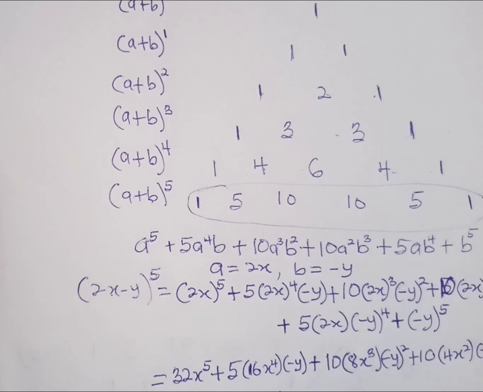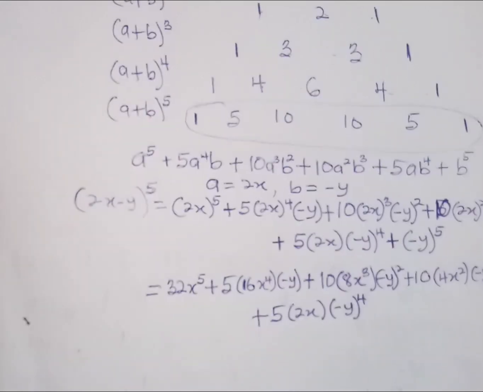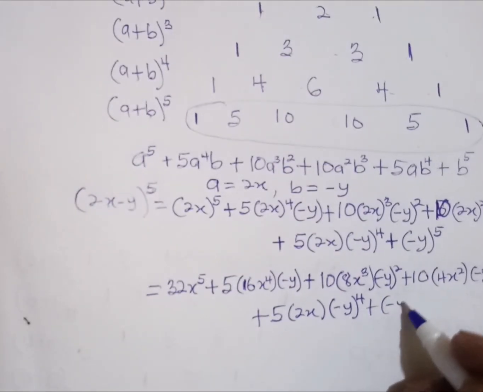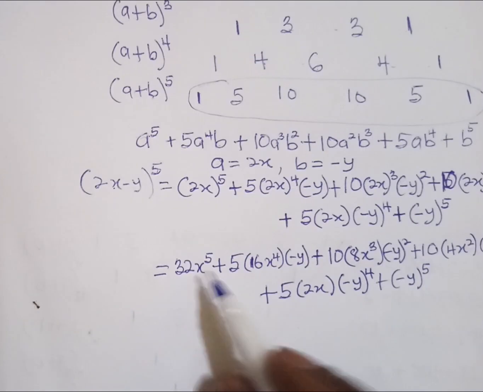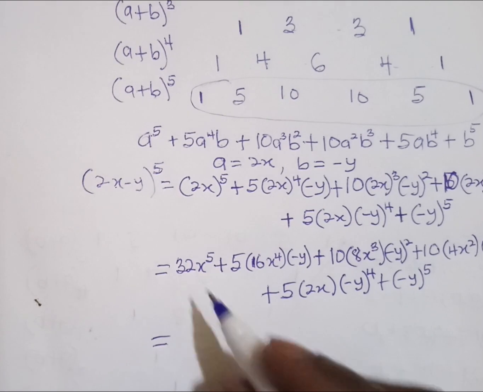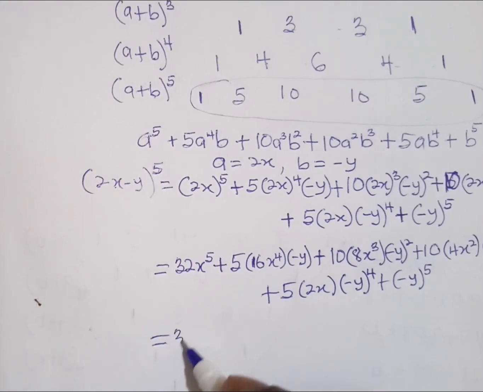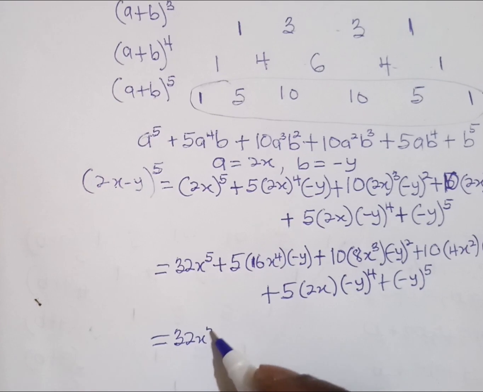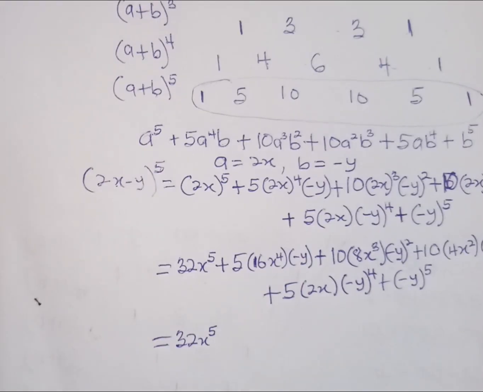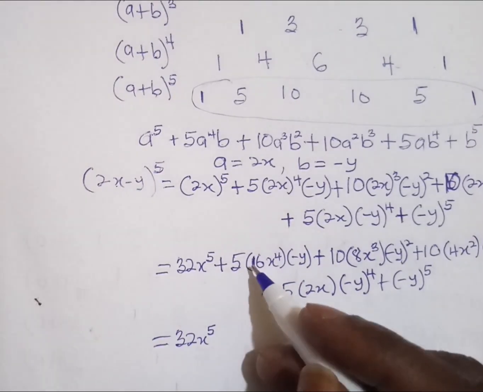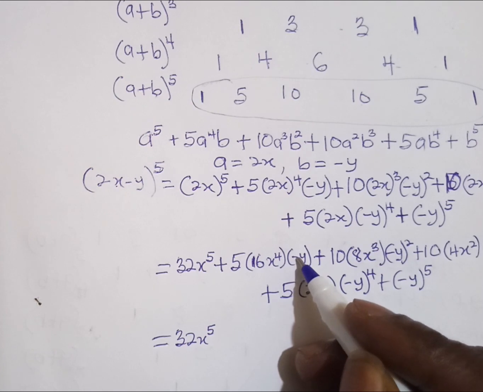Then plus, so let's see if we can open this. Okay, let me add it. Then we open the bracket in our next line. Then I have here as negative y exponent 4 plus negative y exponent 5. Good. So let's continue. Now we've already calculated for this, which give us what? 32x exponent 5. Now 5 times 16. So 5 times 16 will give me what? 80.